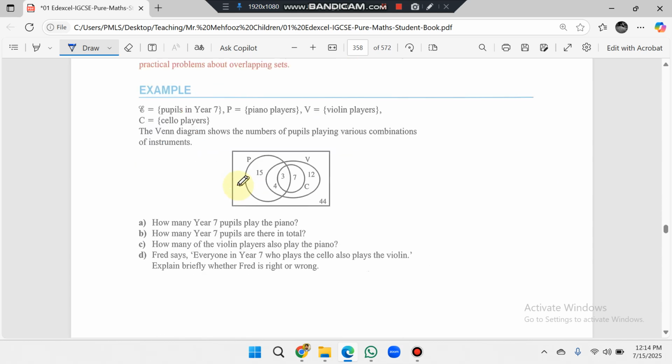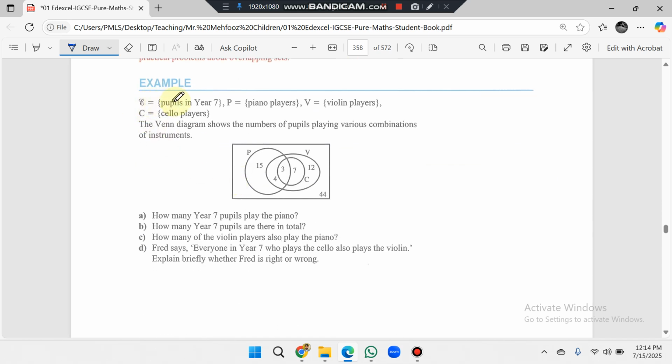For example, here is the universal set: pupils in year 7. So year 7's students are the universal set in which P is the students who play piano, V is the students who play violin, and C are the players who play cello, right? These Venn diagrams show the number of pupils playing various combinations. So this is given as a Venn diagram.